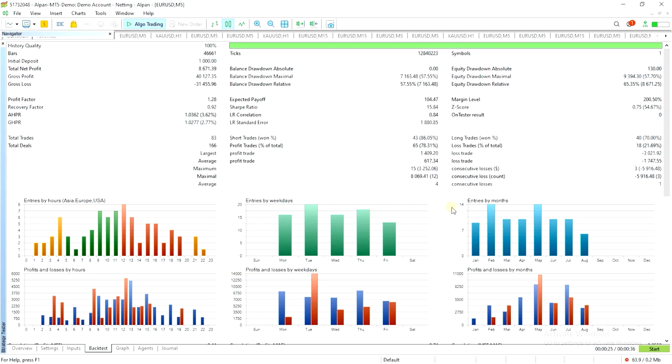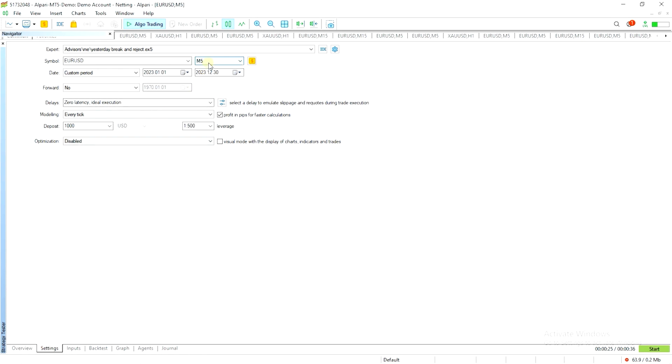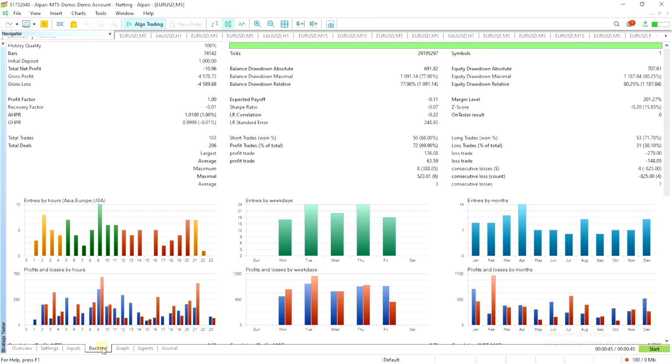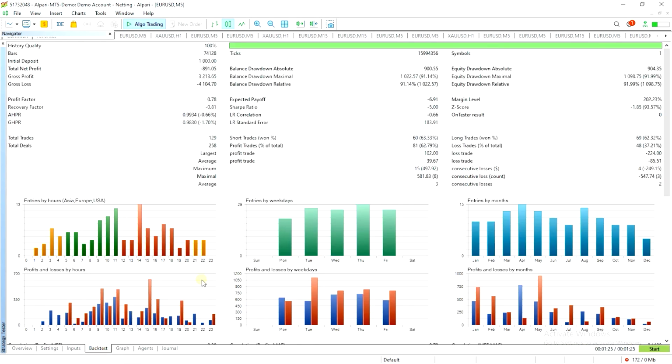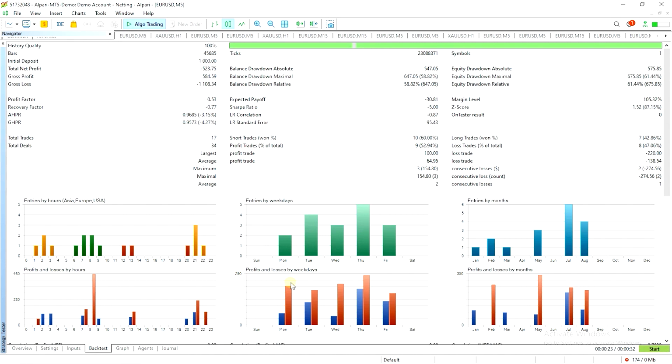It had 8,600% profit. I'll test it for 2022. It had -9 for 2022. I'll test it for 2021. It had -89 for 2021. I'll test it for gold. It didn't work for gold too.